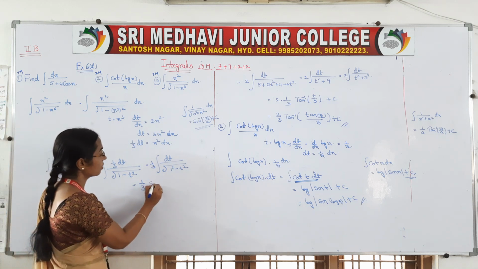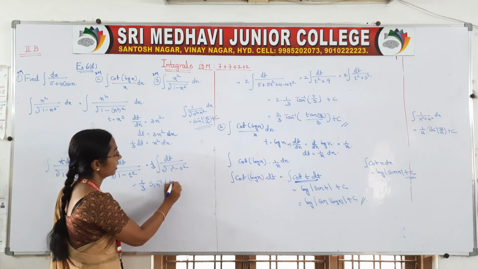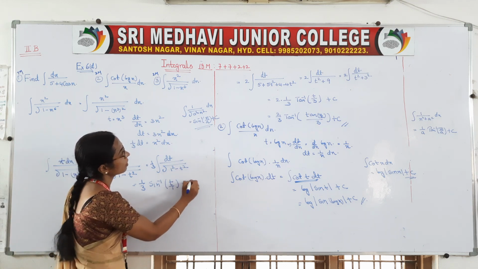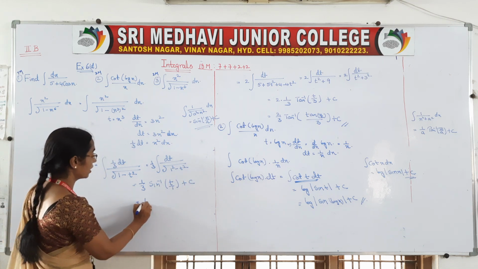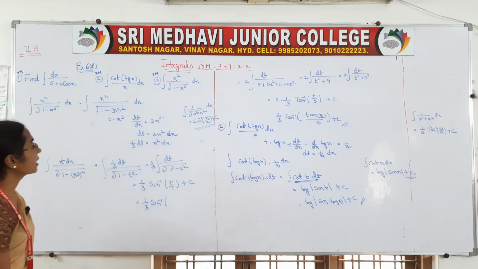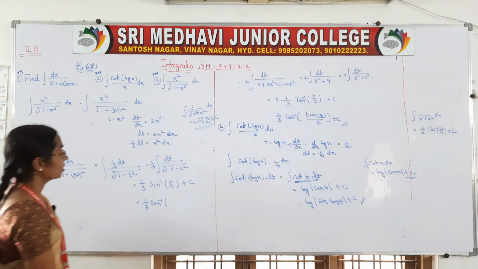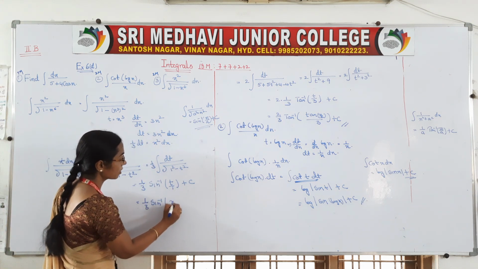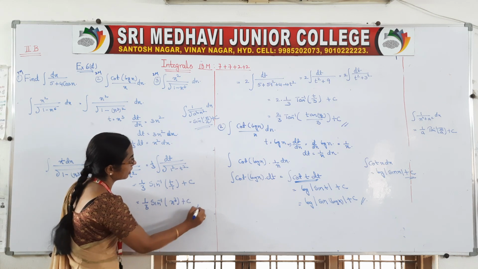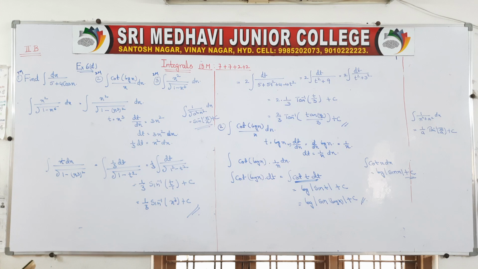So sine inverse of, come on, in x's place we are having t. t by 1 means t only. So it is equal to 1 by 3 into sine inverse t. Which value have we taken as t here? t is equal to x cube, right? So 1 by 3 sine inverse of x cube plus c is the answer of your question. This is your third question.